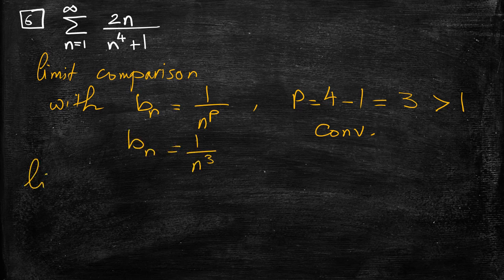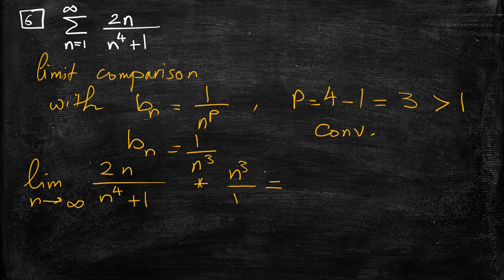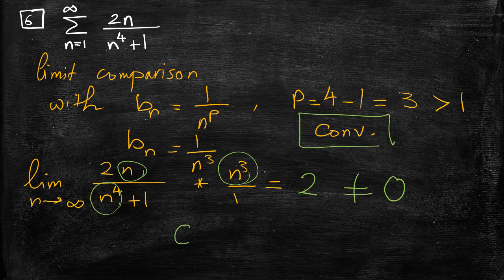Let's do this limit comparison. Limit as n approaches infinity of 2n divided by n to the power 4 plus 1, multiplied by the reciprocal of bn, which is n cubed over 1. Again, if you compare this correctly, you will figure out the power of the numerator is the same as the power of the denominator because we multiplied by the difference. So it will be the coefficient over the coefficient, which is 2. This is not equal to 0. So it means I'm comparing with a convergent series, so my series will be convergent.